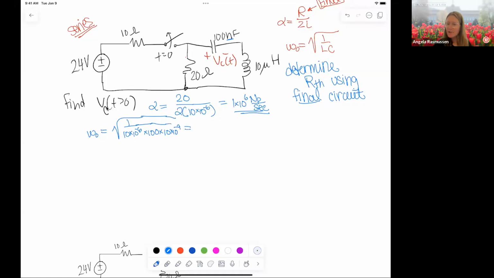And so omega naught is 1 × 6. And what's the units for omega naught? Right. Radians per second, correct. All right, so what do you do next? Compare, correct. So compare, and what do we see here in the comparison? Pretty good. Alpha equals omega naught, and so that means critically damped.